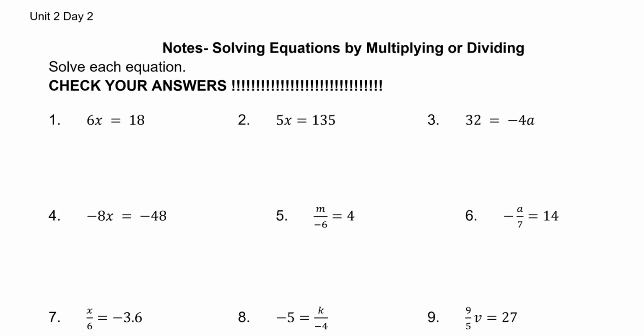If x is multiplied by something, we're going to divide by that same number. If x is divided by something, then we're going to multiply by whatever number it's divided by. Keeping that in your brains, on number 1, since it's 6 times x, we have to divide by 6. So we divide each side of this by 6. And that's going to leave us with x equals 3.